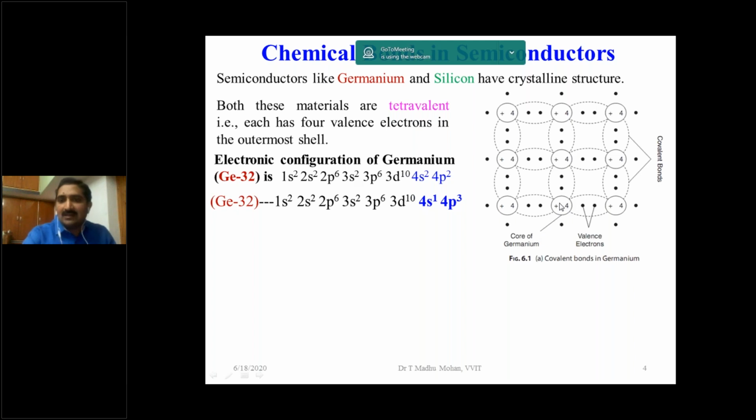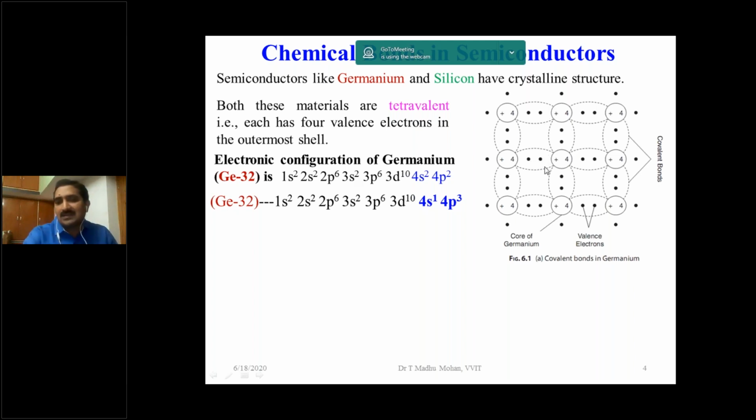When we give a small amount of thermal energy, as we discussed in the last class, the bond breaking energy for germanium is 0.7 electron volt. When we give 0.7 electron volt of energy to germanium, the bond breaks. Due to the breaking of this bond, the electron becomes free. This electron moves from the valency band to the conduction band.